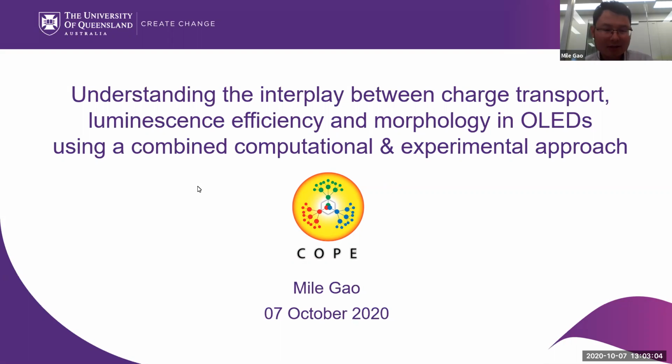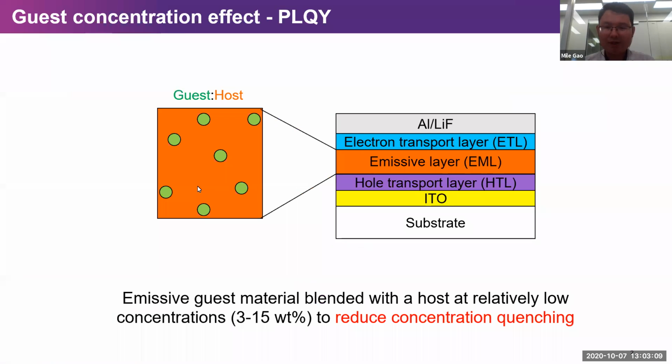Okay, first, this is a typical device structure of an OLED. It has different layers, each performs its own functions. The most important one, the emissive layer, is comprised of guest and host. Normally, the emissive guest material is blended with a host material at relatively low concentrations, from 3 to 15 weight percent, to reduce the concentration quenching.